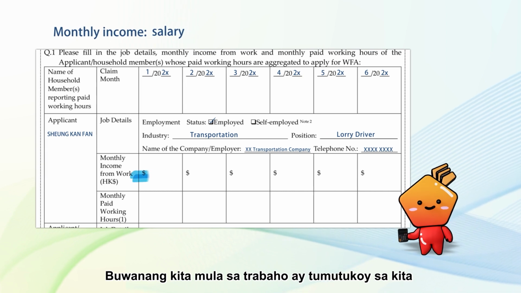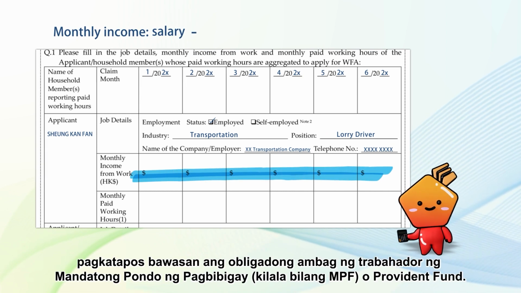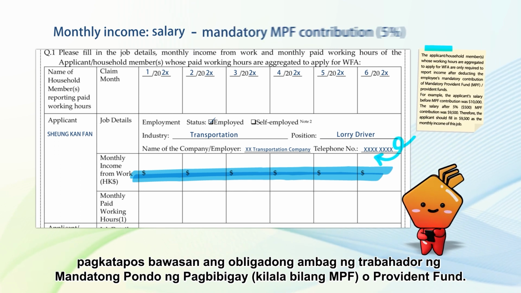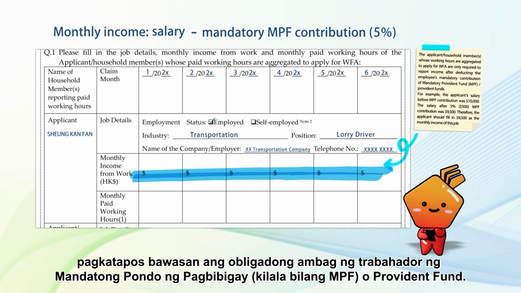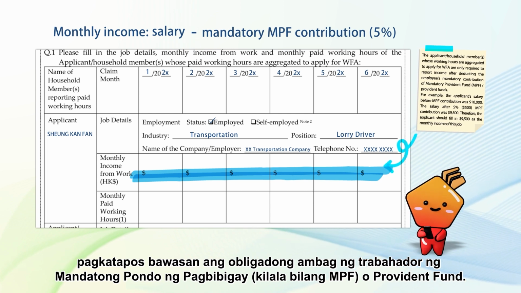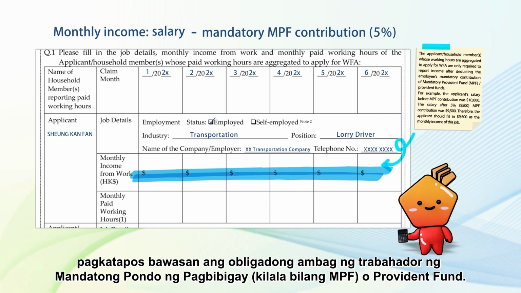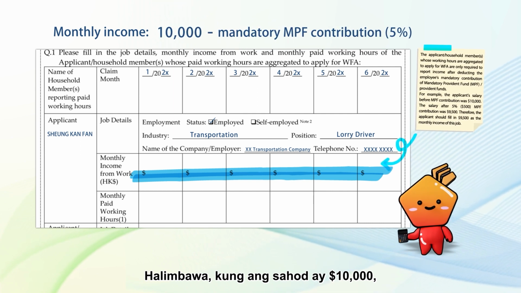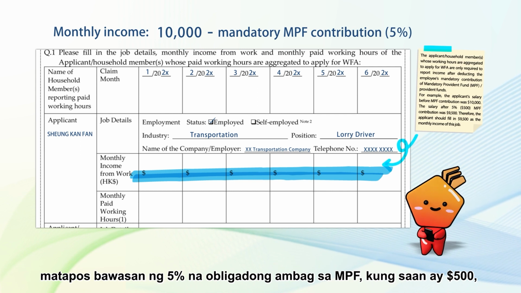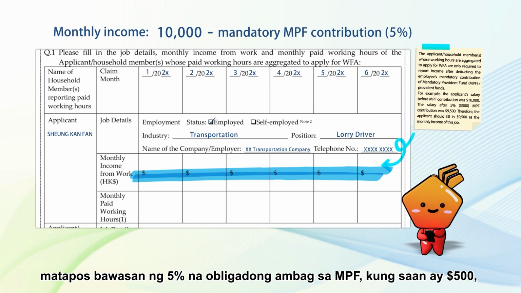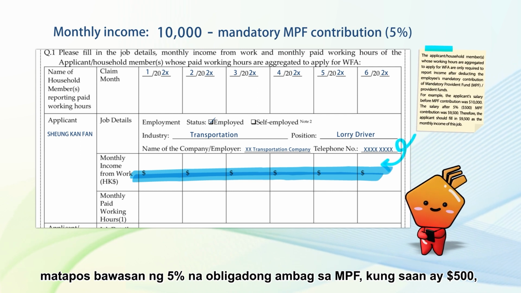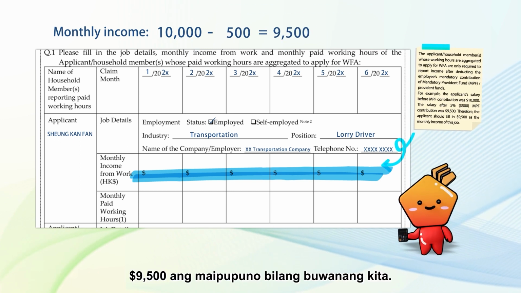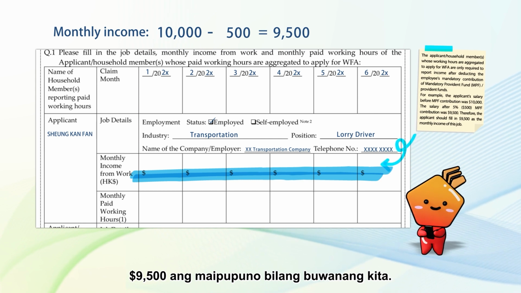Monthly income from work refers to the income after deducting the employee's mandatory contribution of Mandatory Provident Fund, that is, MPF, or Provident Fund. For example, if the salary is $10,000, after deducting 5% mandatory MPF contribution, which is $500, $9,500 shall be filled in as the monthly income.